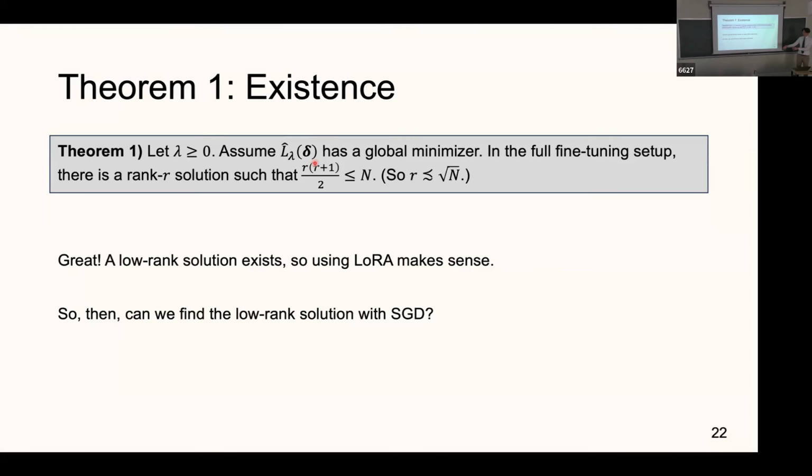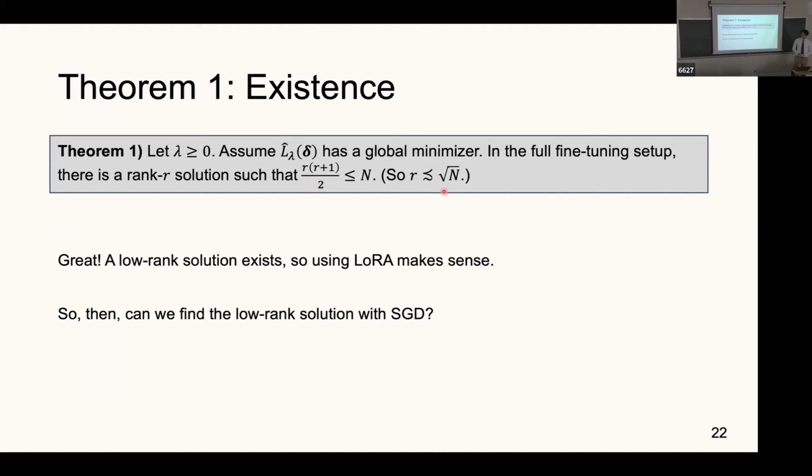Because before we decide to use a low rank parameterization, the question perhaps should be, is that a good idea? Will a low rank solution exist? And the answer is yes. A solution, a global minimizer with rank on the order of square root of n, is guaranteed to exist. So a low rank global minimizer exists, and therefore we can explicitly parameterize to search only for low rank solutions. That justifies the use of LoRA.